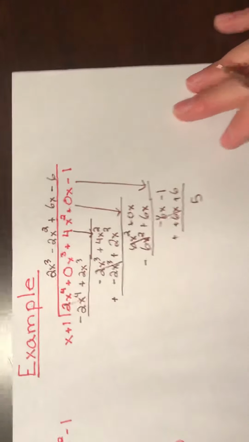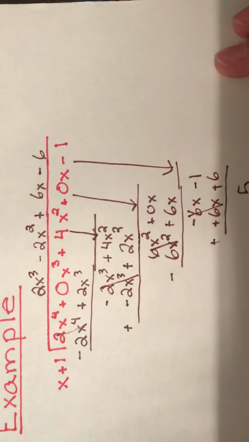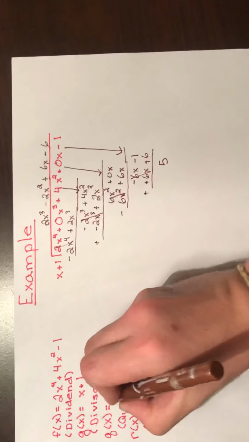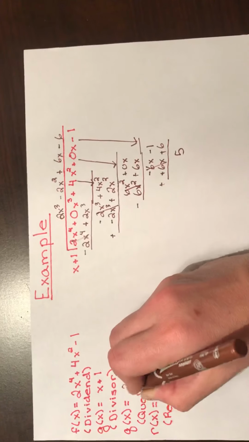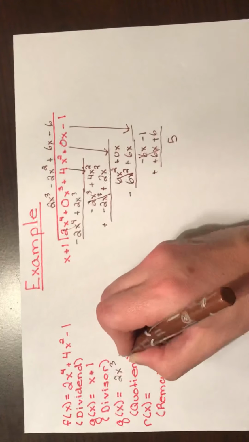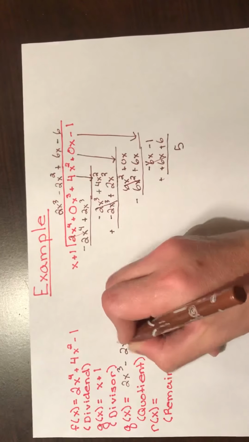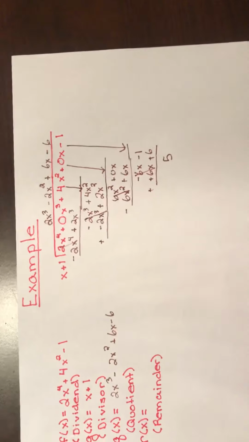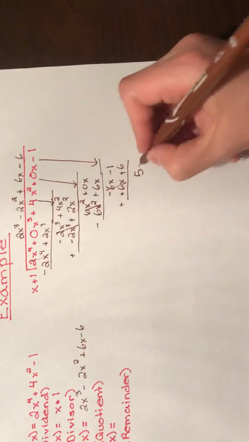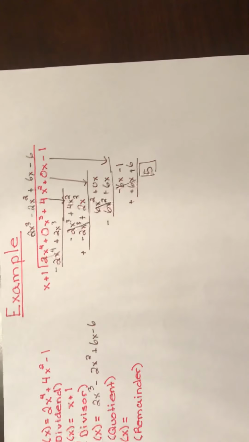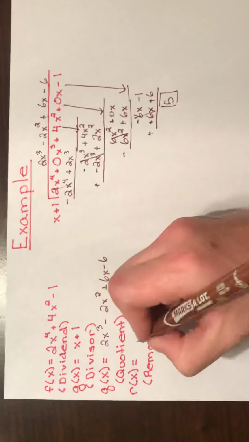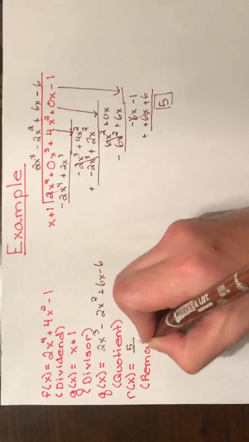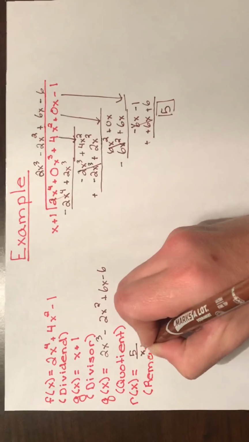Thus, we can say that our quotient, q(x), is equal to the polynomial 2x to the third minus 2x squared plus 6x minus 6. And our r(x) is going to be 5. We can write that as 5 or as 5 divided by x plus 1.